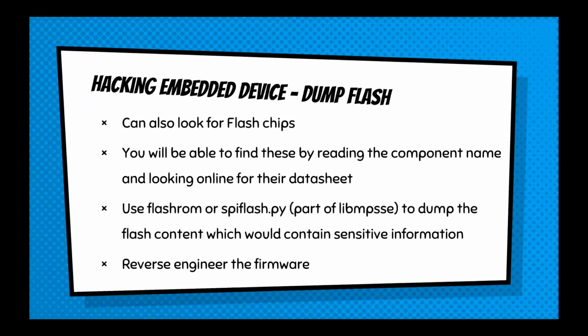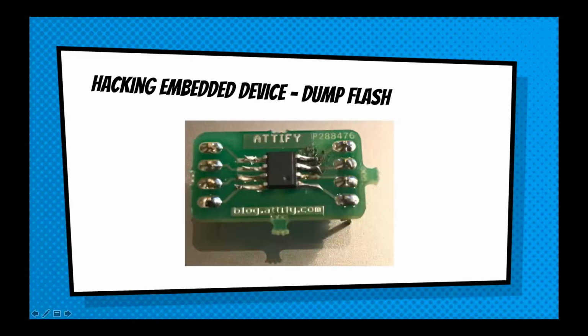So the next thing that you can do is actually dump the flash from the device. Like I mentioned, once you have opened the device, you can look at the various chipsets. And one of the things that you would find is an SPI chip.